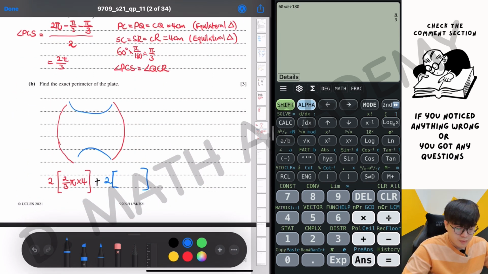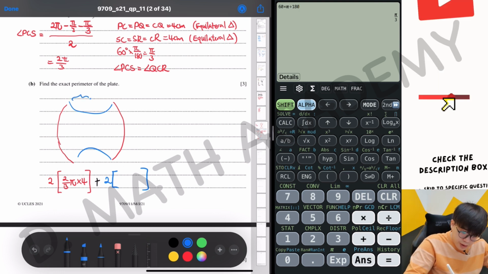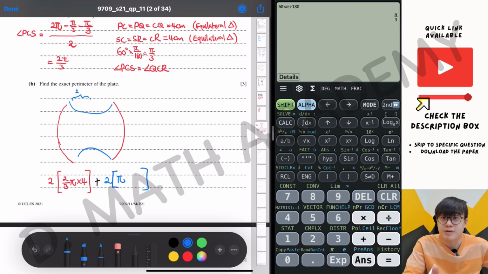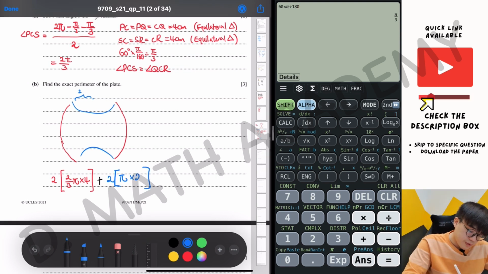They specifically mentioned to us that PQ was 4, which means half of it will be the radius 2. A semicircle is basically pi because it is 180 degrees. Multiply with 2, then you will get the result here.